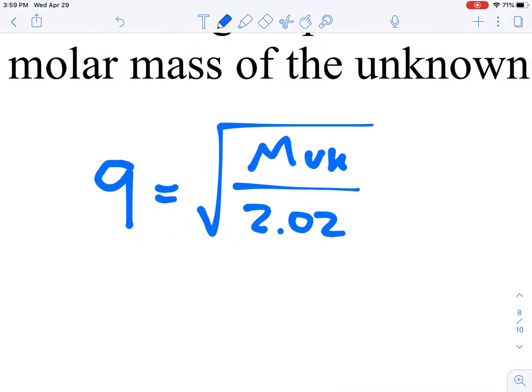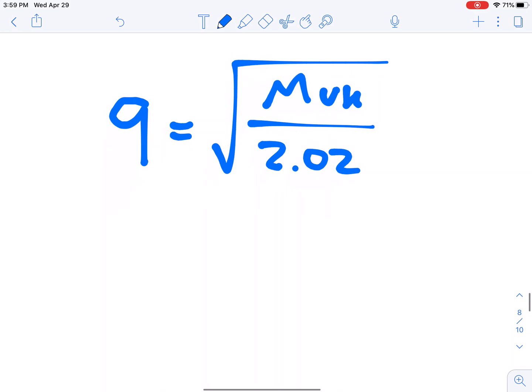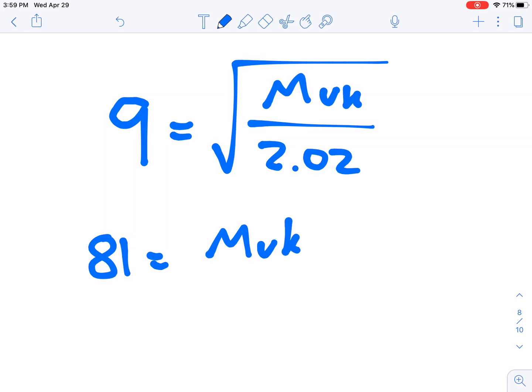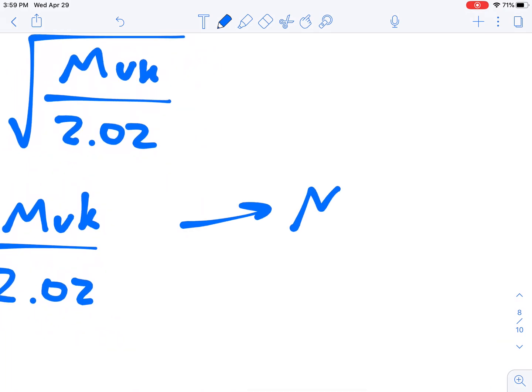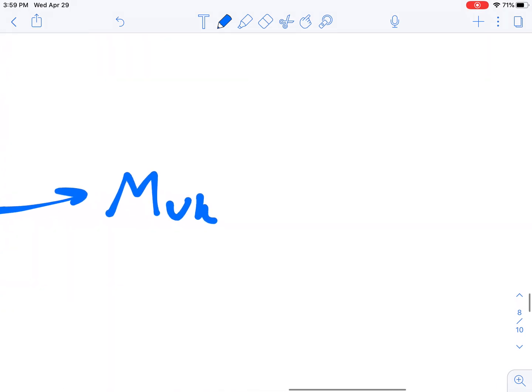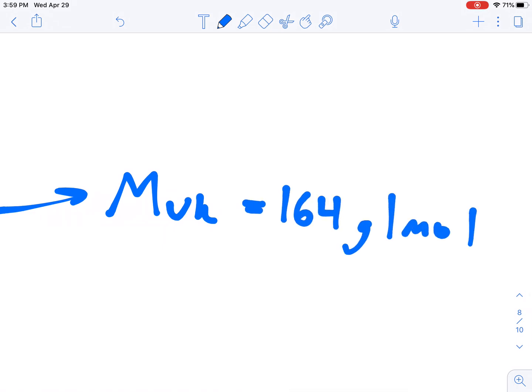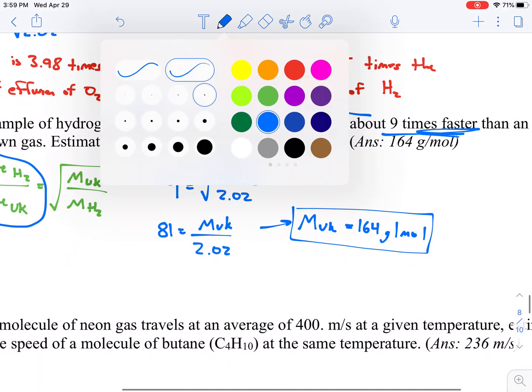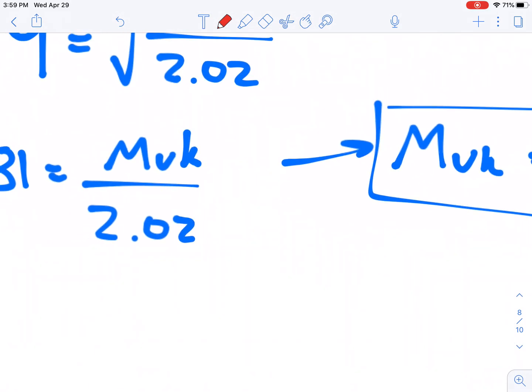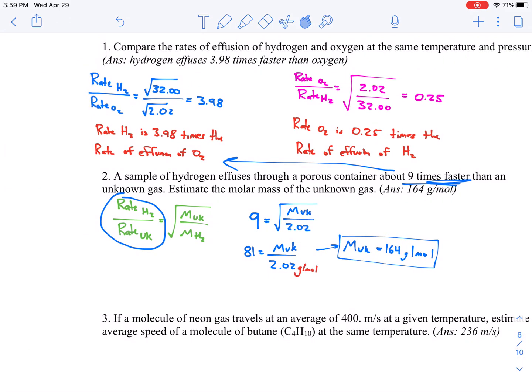So that looks kind of nasty to solve, but you have a square root. Let's get rid of that. Square both sides. 9 squared is 81, is equal to the molar mass of the unknown over 2.02. Multiply both sides by 2.02, and you will get that the molar mass of the unknown gas is equal to 164 grams per mole. Remember, grams per mole is a unit of molar mass. Technically, I should have had the molar mass right here, 2.02 grams per mole, so that's where that unit is coming from. It's not just coming out of nowhere.